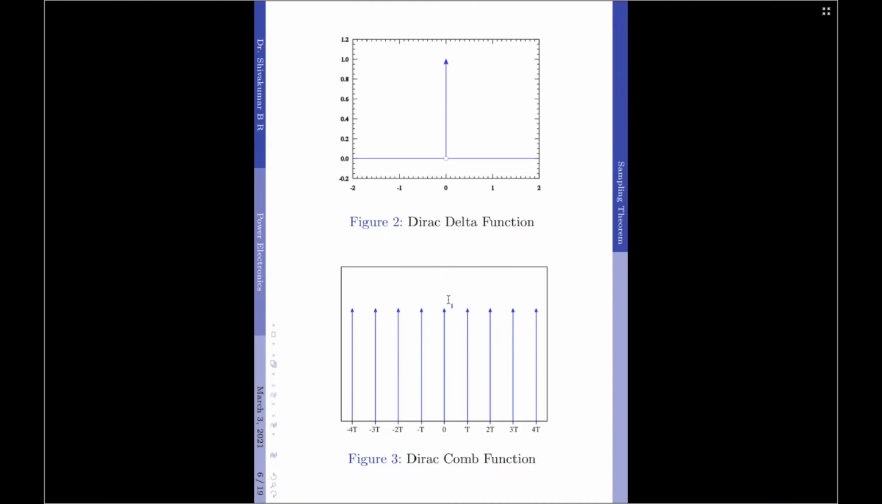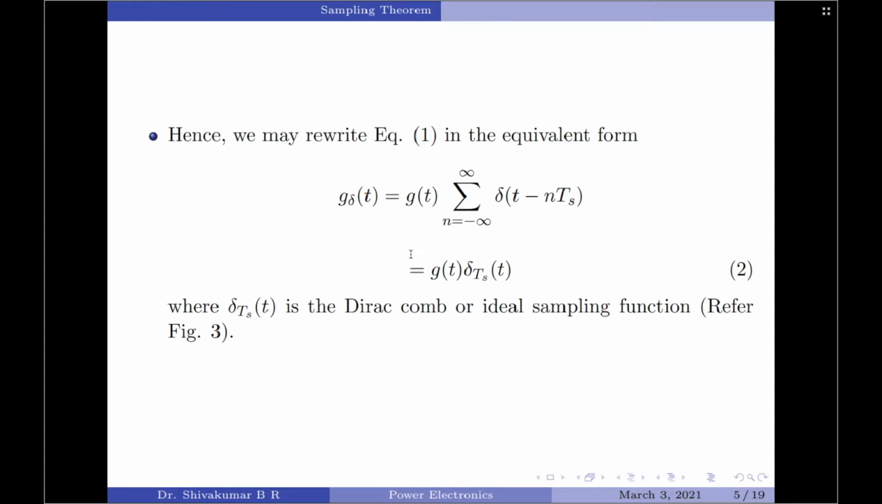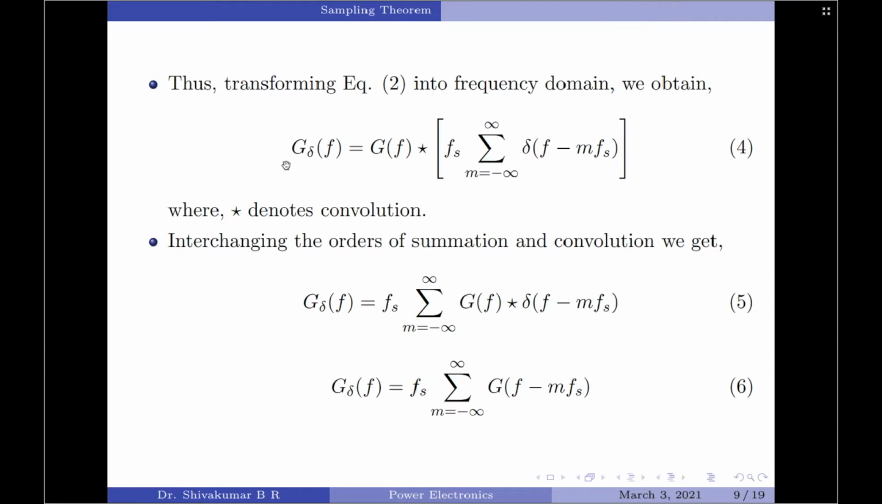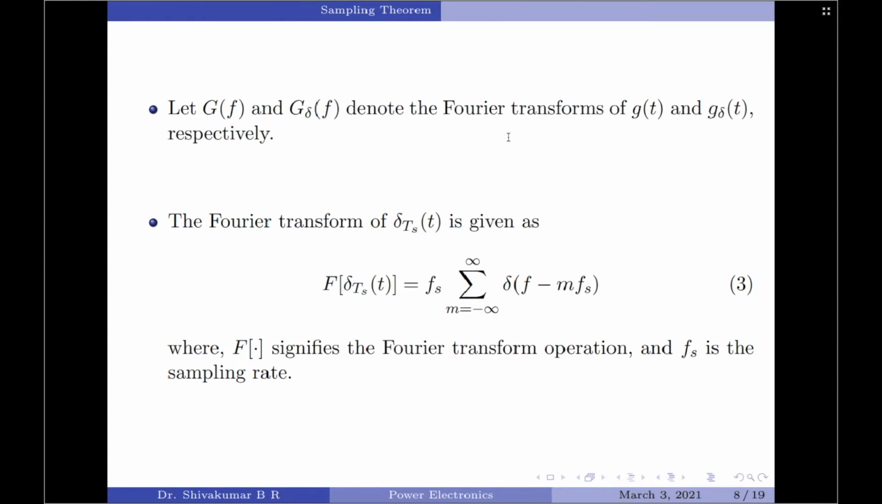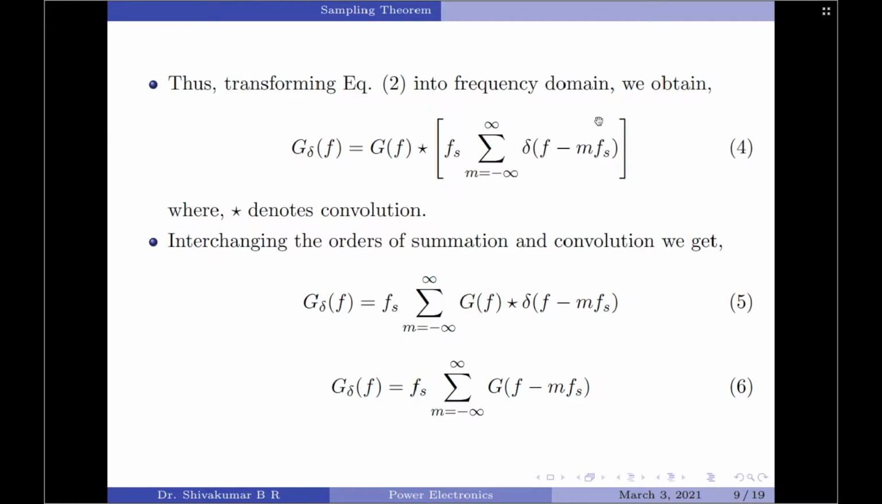So, now I am going to apply Fourier transform on equation 2 and transform this time domain signal into a frequency domain signal to obtain G delta of f equals G of f convolution. This in fact is the Fourier transform of delta Ts of t as given by equation 3. So, I am going to substitute the RHS of equation 3 here.